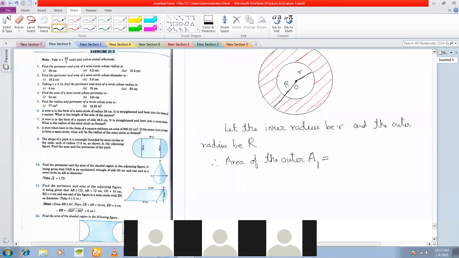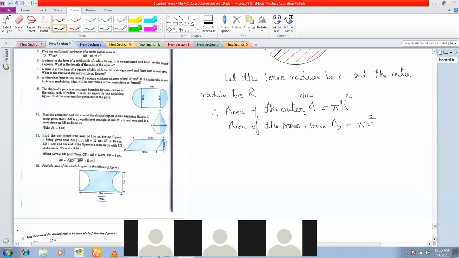Here the radius of the outer circle is capital R. So when we write the formula, we write pi capital R square, because we are talking about the outer circle. Area of the inner circle, let's call it A2, is pi. You see that the radius of the inner circle is small r, so we write pi small r square.